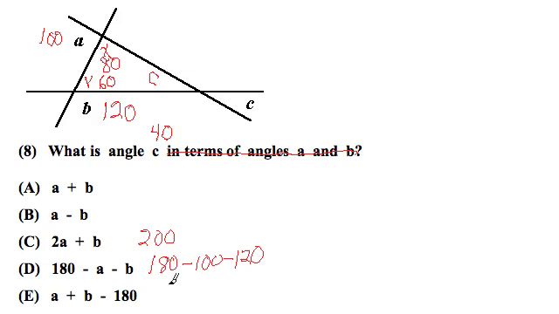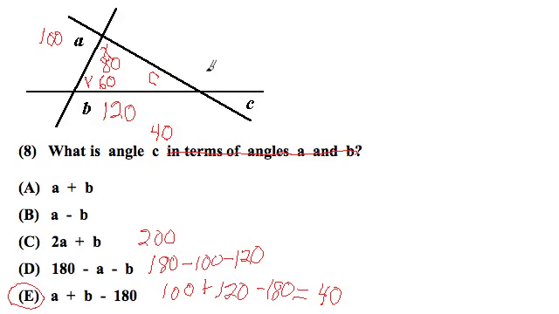So A is 100 and B is 120, minus 180. So 220 minus 180 is 40. So E is the answer.